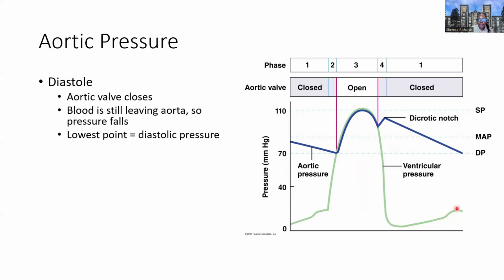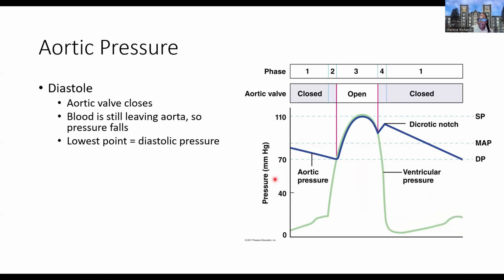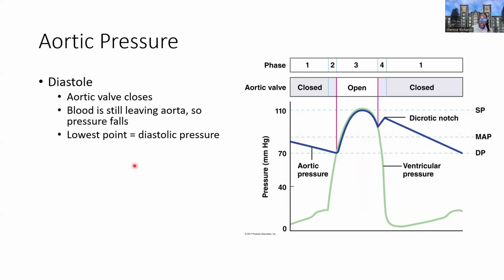So blood is going to be leaving the aorta, but the pressure is going to be falling. So pressure falls as blood moves away from the aortic valve and out towards the systemic vasculature. And so we're going to see the lowest point in diastole being recorded as the drop-off in blood occurs when the semilunar valves are closed. All right. And so we're going to record this reading as our systolic pressure.